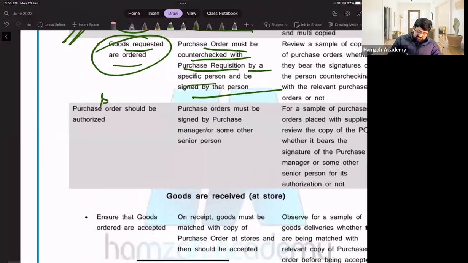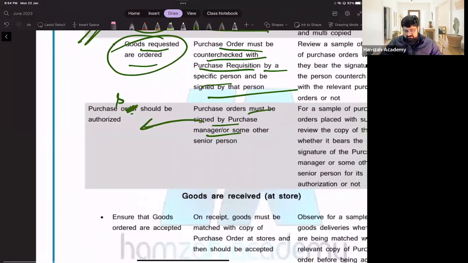Purchases should be authorized. All purchases should be authorized to avoid fraudulent purchases. It should not be that staff are buying makeup kits for their wives and fiancés at the expense of the company. No. That's why it should be authorized. So the purchase order must be signed by the purchase manager, some senior officer. Approval must be given.